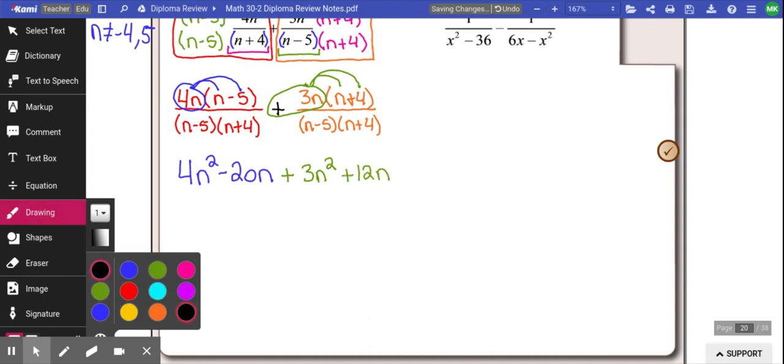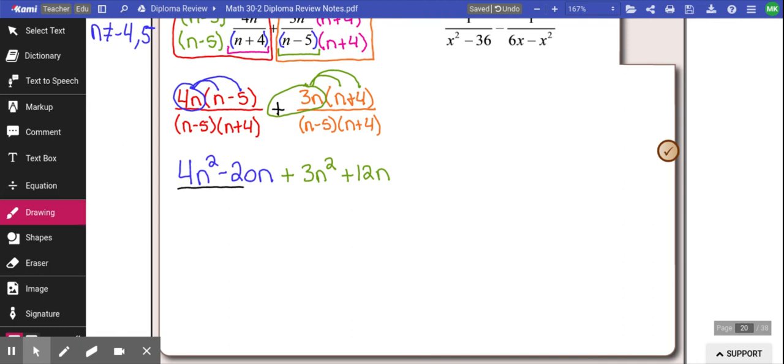When you're combining fractions that are being added together, you expand the top, but the bottom just combines to be 1. So you would have n minus 5 times n plus 4. You just combine them to become 1. The reason we do that, and I'll do this on the side, you don't need to write this if you don't want to.